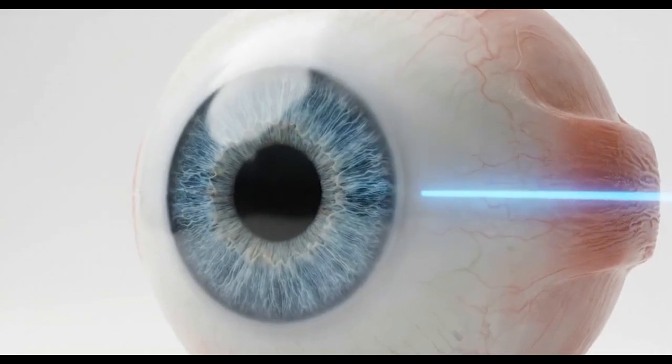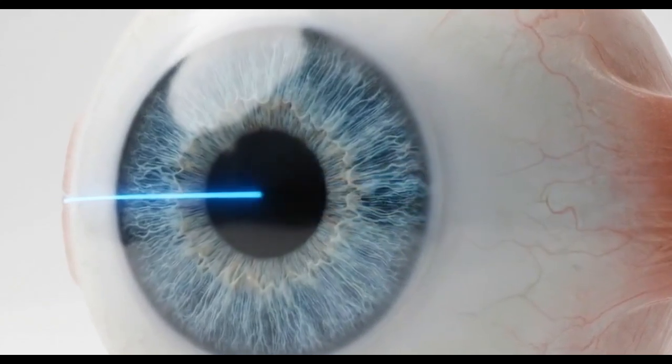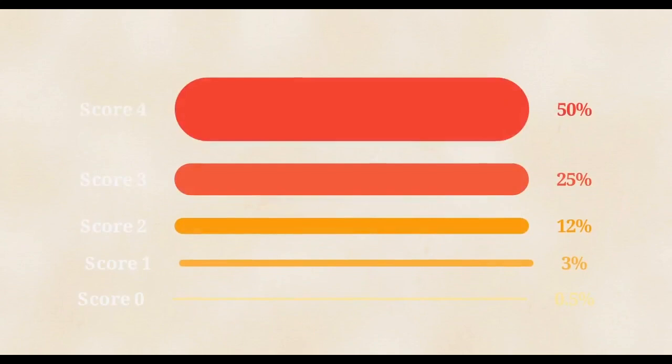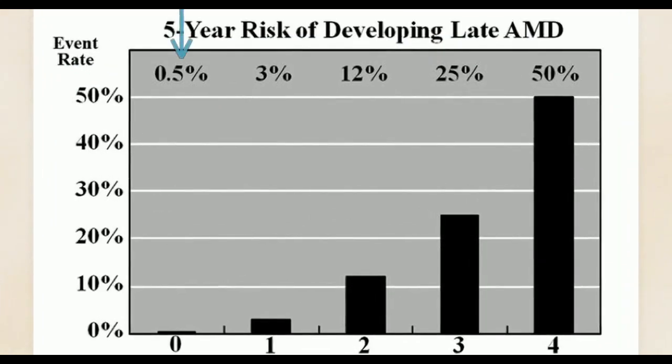When predicting a patient's 5-year risk of developing late age-related macular degeneration, the statistical danger doesn't climb on a gentle slope. Here is the severity score on the horizontal axis, against the precise event rate of developing late AMD on the vertical axis. Starting at the far left, a severity score of 0 corresponds to a negligible 0.5% risk over 5 years.